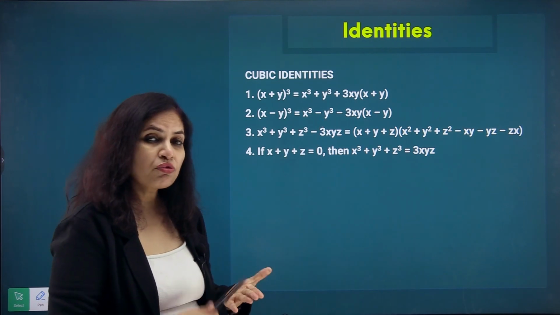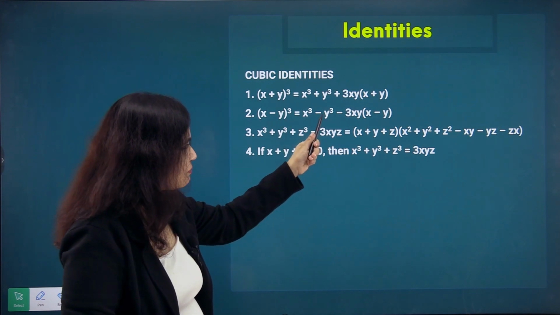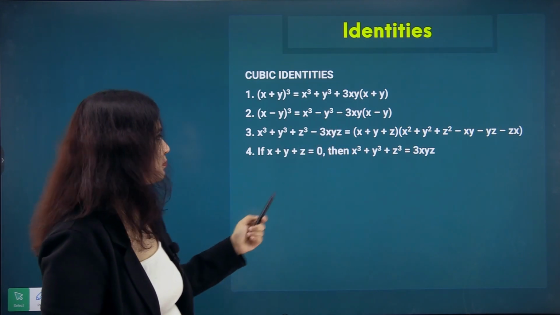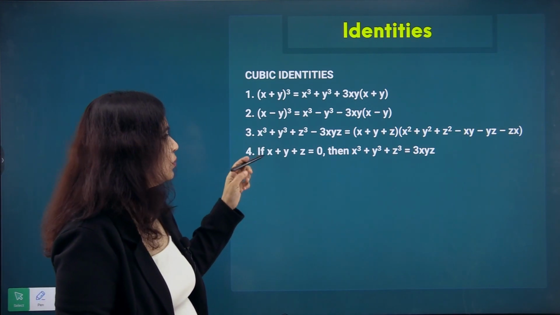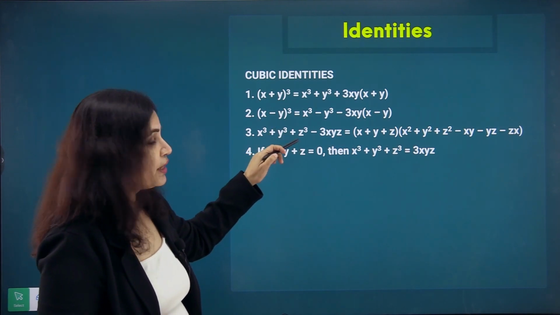But if I have to cube a negative number, it will always be negative. Because of this negative y, I have minus 3xy also. The third cubic identity is x cube plus y cube plus z cube.